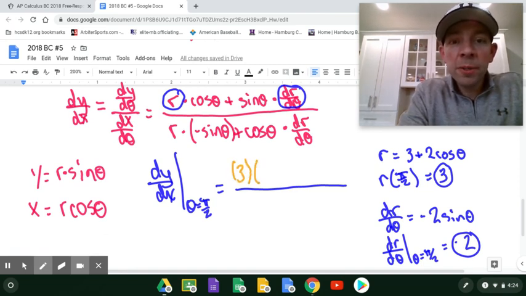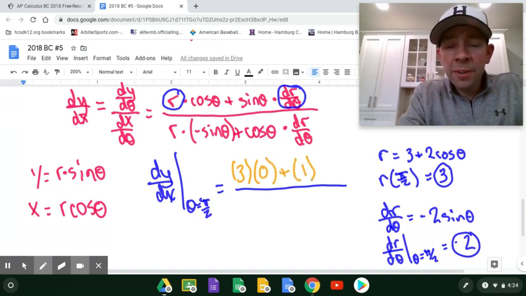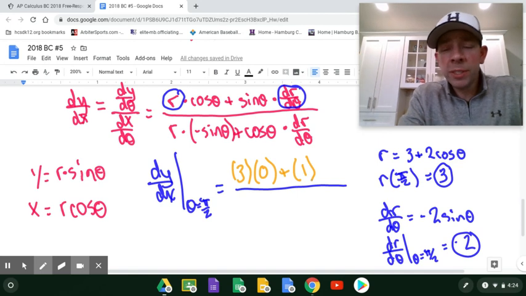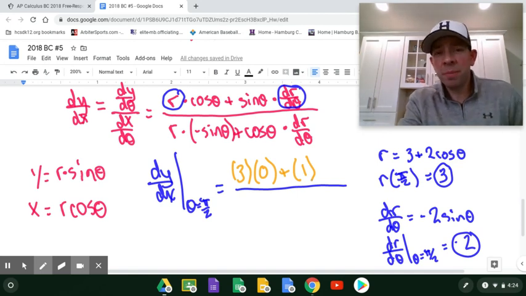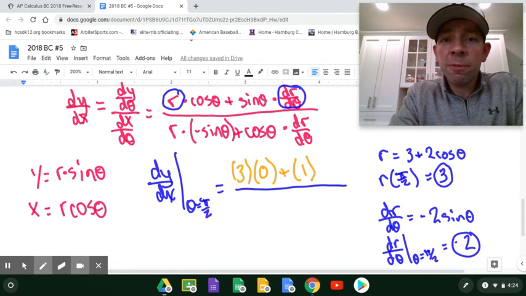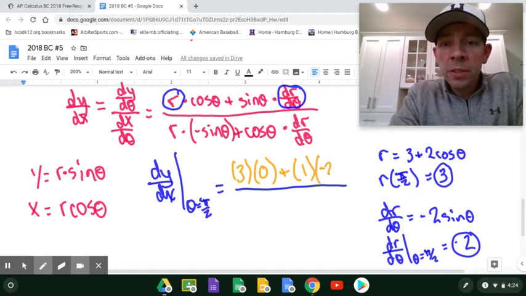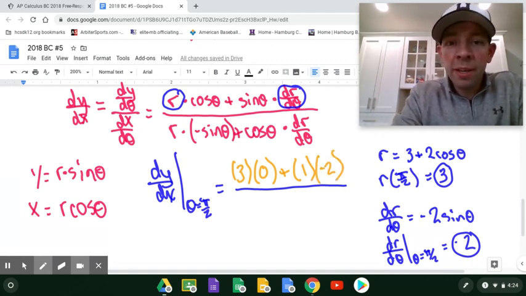Cosine of pi over 2 is going to be 0. Sine of pi over 2 is going to be 1. Thank goodness they gave me pi over 2. They could have given me worse. Like if it was pi over 3, pi over 6, something like that, pi over 4, we'd have had our hands full with some nastier numbers. So I'll take pi over 2 any day of the week.